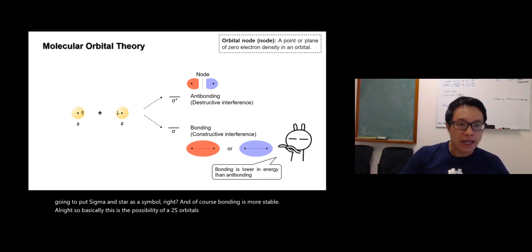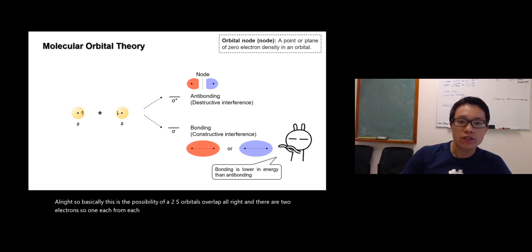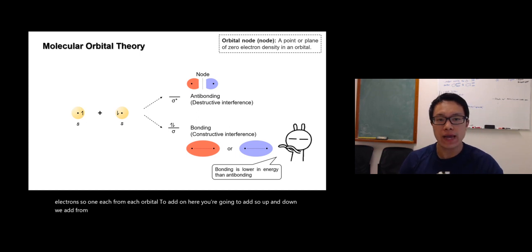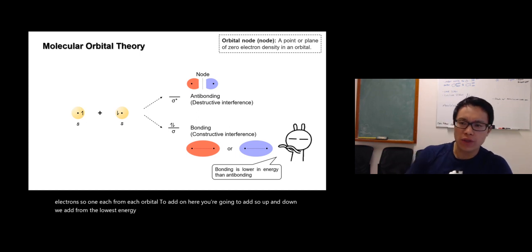And there are two electrons, one from each orbital. To add them in, you can add up and down. We add from the lowest energy orbital. I think you know that.